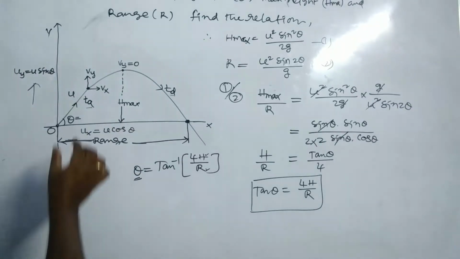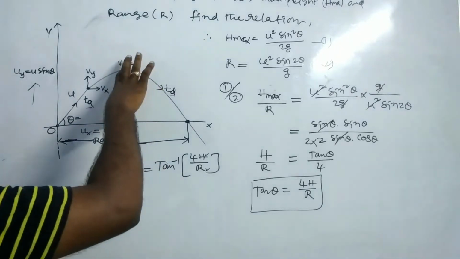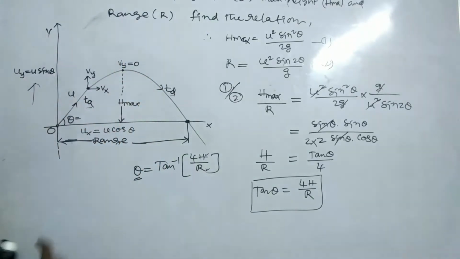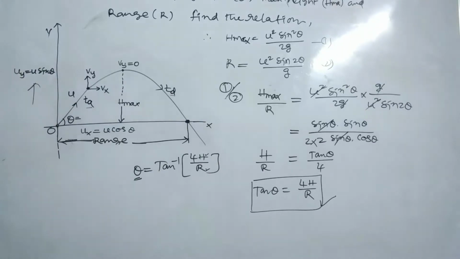Without knowing the angle of projection, if they give us the range of the projectile and the maximum height of the projectile, then you can easily find the angle of projection. Clear? So tan theta is equal to 4h by r. This is the formula you have to remember. Next one.